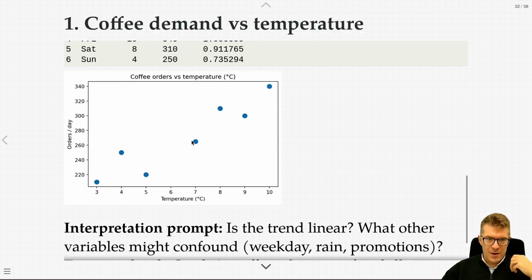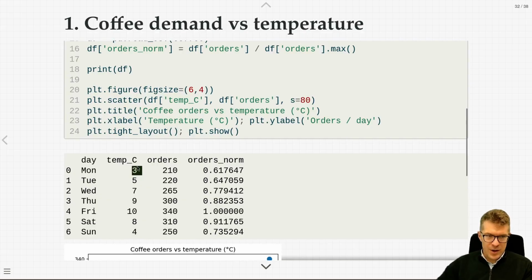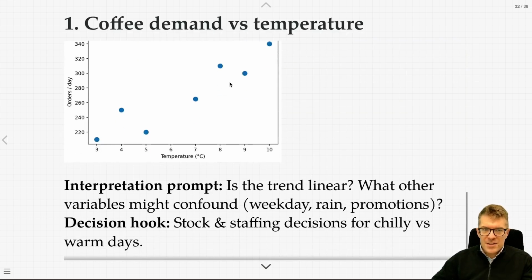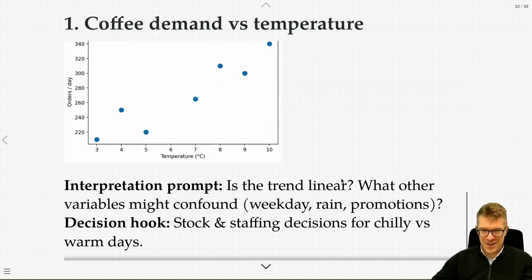So here's all the data I have. Let's just make sure what's going on here. I have one instance where the temperature is 3, and I have 210 orders. So down here I have a temperature of 3, and this is 210 orders. So that's the first data point. Is this trend linear? It looks like all these points kind of fall in a line. We'll come back to what linear really means later.